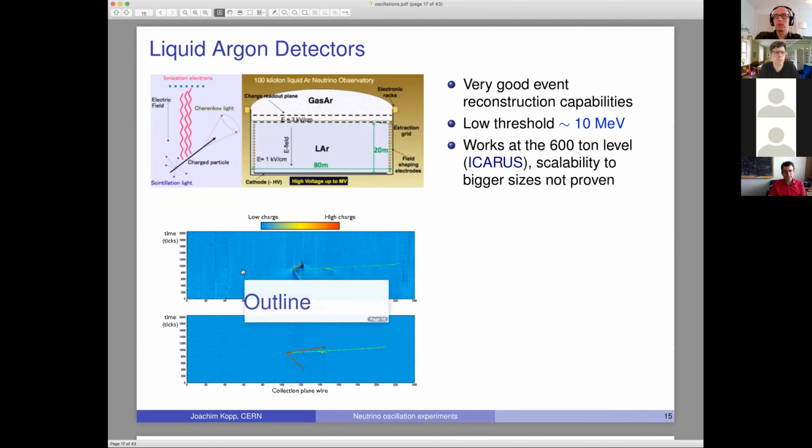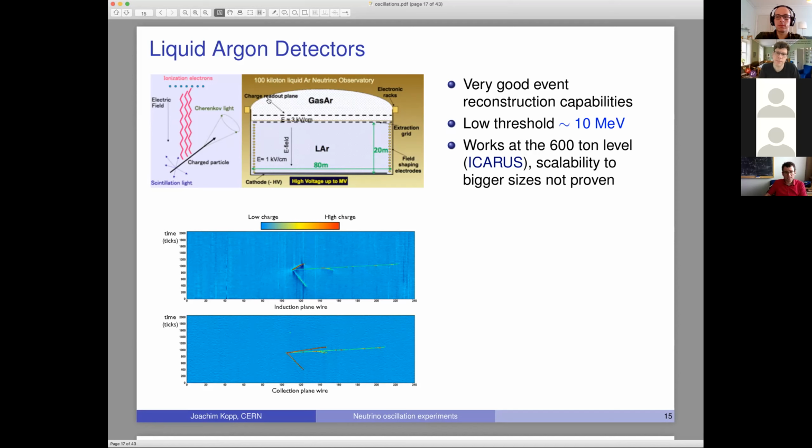The other detection technology that's going to be very important in the future is liquid argon detectors. Here is a sketch, and down here are some event displays. A liquid argon detector is essentially a big time projection chamber. So the idea is a neutrino comes in, produces some secondary particles, and those secondary particles ionize the argon. The charge carriers that are freed in these ionization processes are then drifted across the argon and are then picked up on some wire planes.